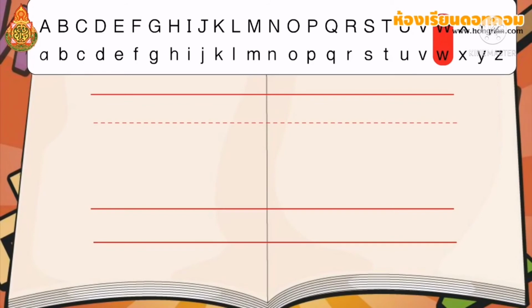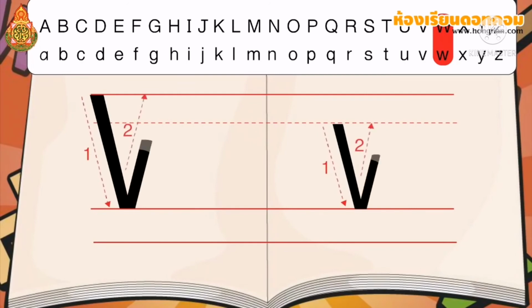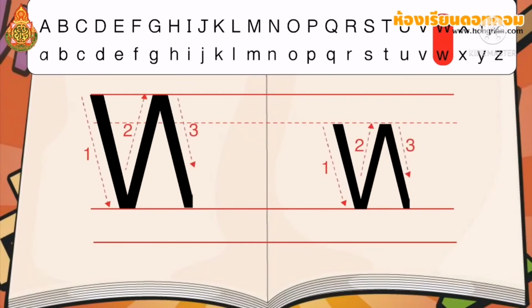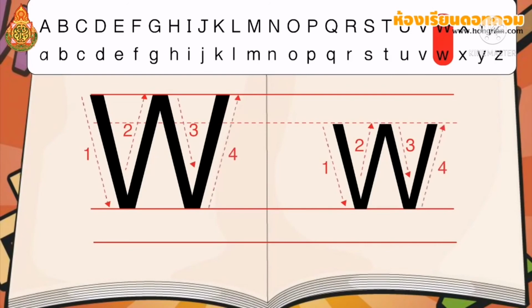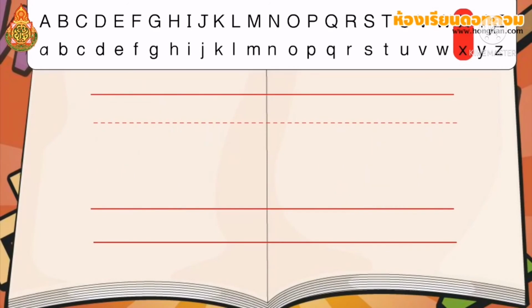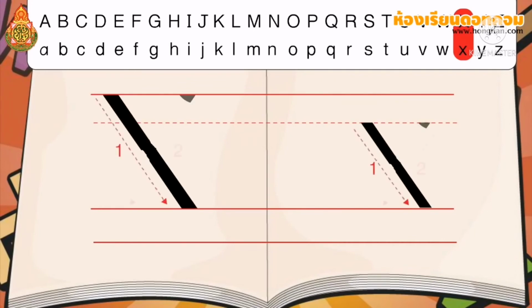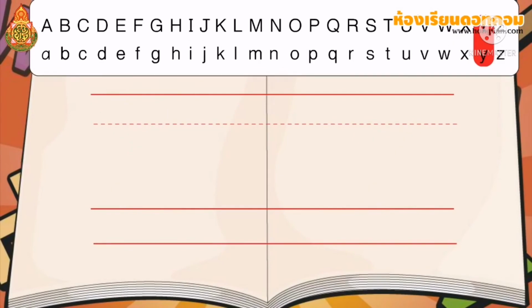Next, W. ทั้ง capital letter และ small letter เขียนเหมือนกันเลยค่ะ Start with 1, 2, 3, and 4. Next is X. ทั้ง capital letter และ small letter ก็เขียนเหมือนกันอีกแล้วค่ะ Start with 1 and 2.